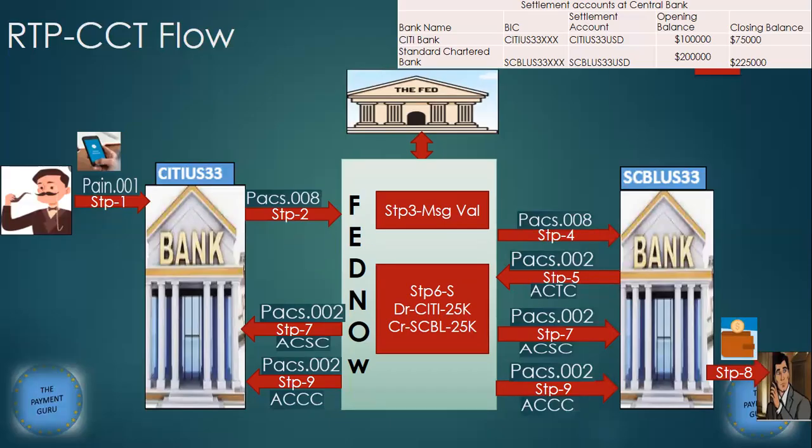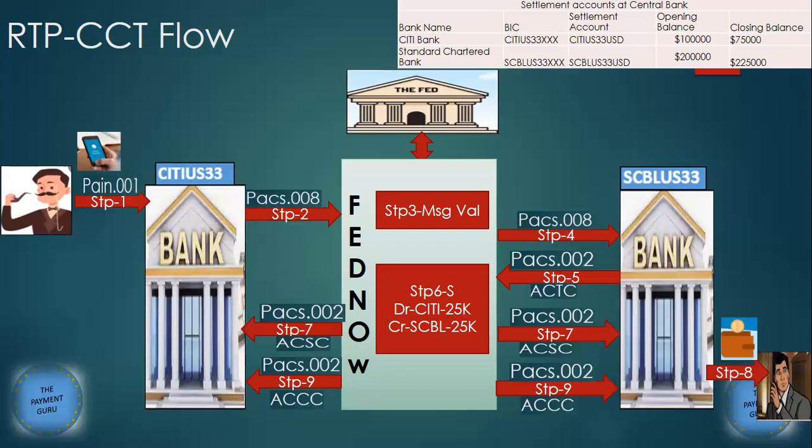Before it credits the customer, it sends back a pacs.002 message to the FedNow system saying it looks good, okay, and you can proceed to the next step. Then in step number 6, the settlement happens to their master accounts. So the debit of the Citibank's master account would be done, in this case 25,000 US dollars, and the credit to the master account of Standard Chartered Bank, the receiver bank's master account held at the central bank, would be done.